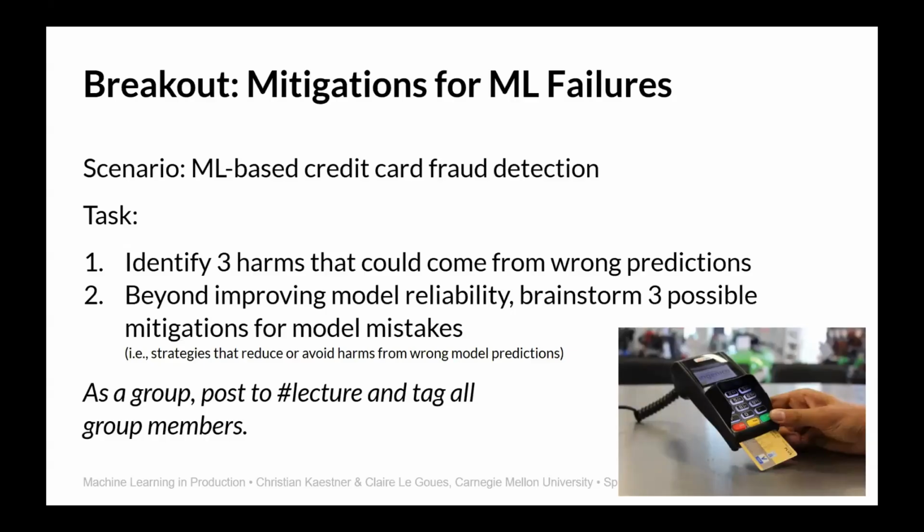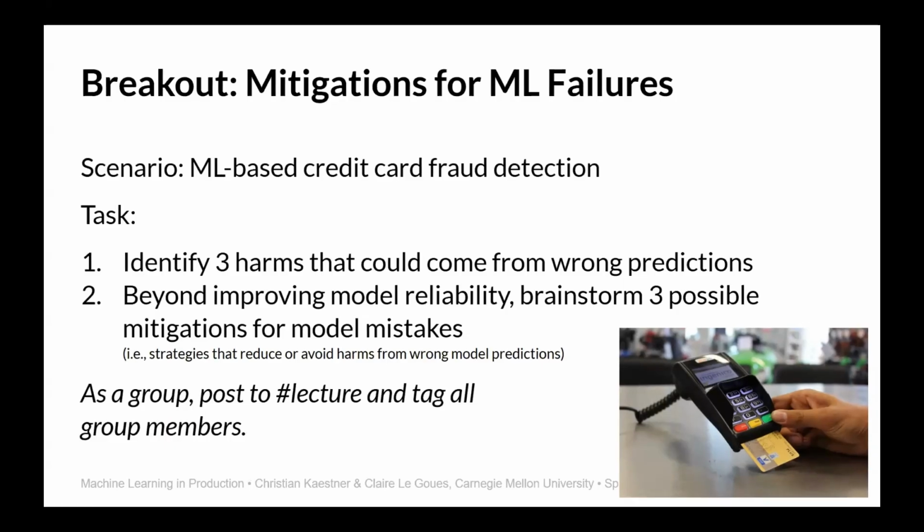And the scenario is fraud detection for credit card transactions, right? Somebody stole a credit card or the credit card number and tries to use it. You're trying to detect this with a model. What could go wrong, or what harmful things could happen in the real world if the model makes a mistake? And then what can you do to prevent the harms, right? That's not just improving the models. Let's say 7 minutes. Go for it.